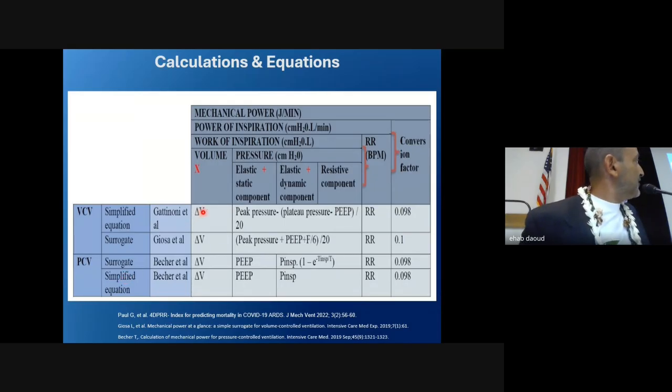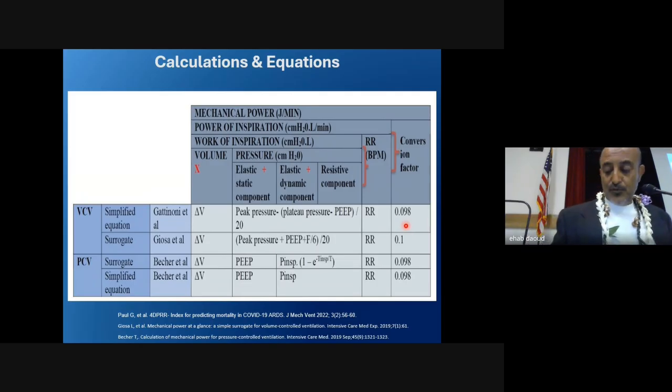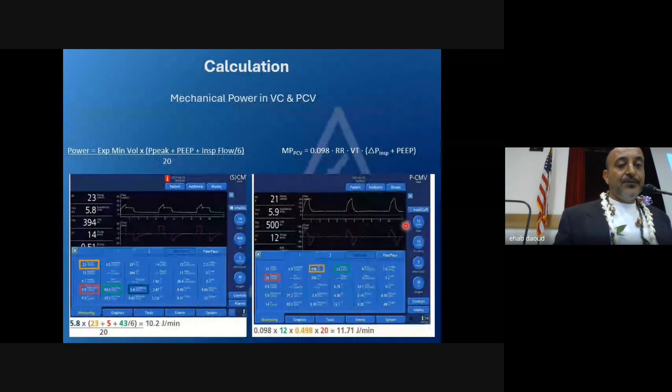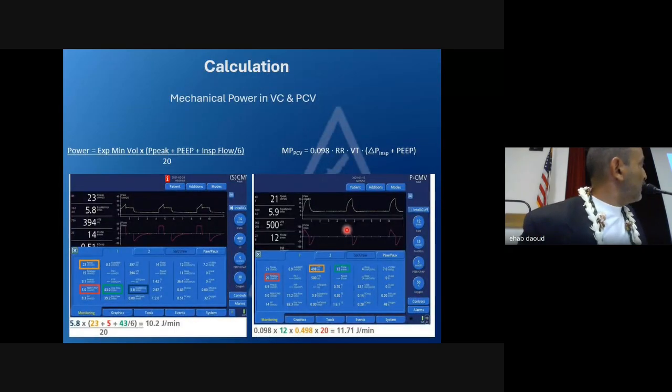But again, if you think about it, it's change of volume, change of pressure, change of respiratory rate, multiplied by a conversion factor. We'll talk about the equations a little bit later. This is just a quick one if you want to calculate it in volume control, in constant flow: minute ventilation multiplied by peak plus PEEP plus inspiratory flow, over 6, over 20. If I give you numbers right now and give you 30 seconds, nobody will be able to. And in pressure control: respiratory rate times tidal volume, times delta pressure plus PEEP.